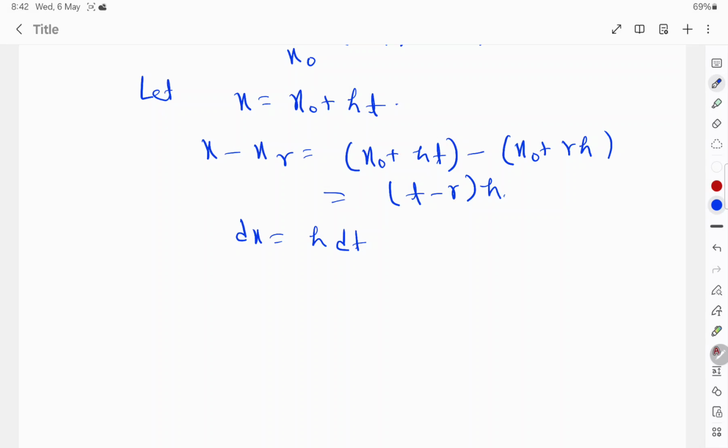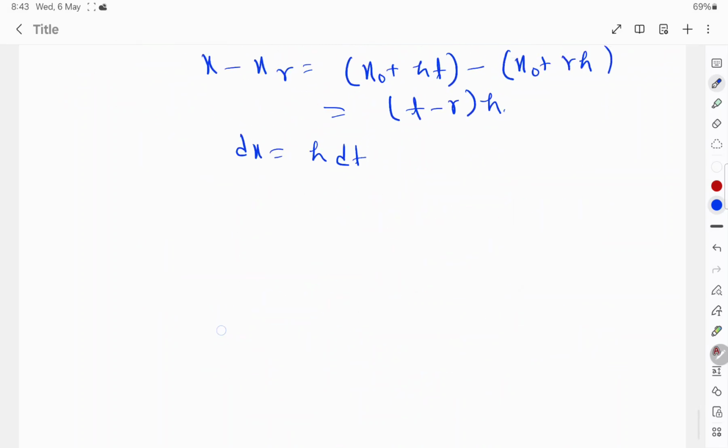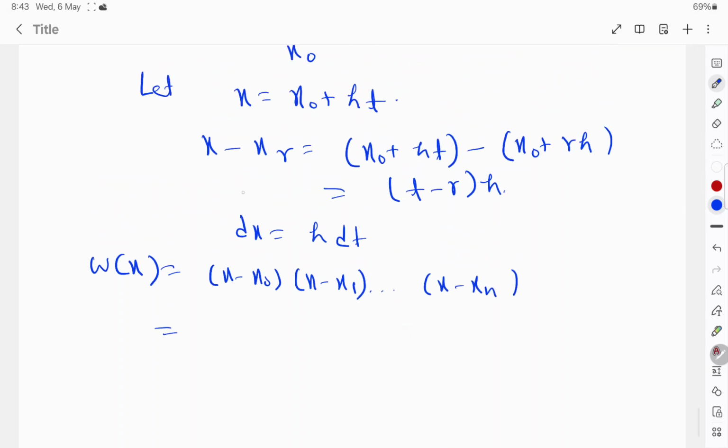Now each term we are finding, so this is fine. What is your wx? w of x is x minus x0, x minus x1 up to x minus xn. If you substitute using this type of relation, with r value 0 it is th. Next will be t minus 1 into h, right? In this way you have t minus n into h. So how many h are there? You will see there are n plus 1 h, right?